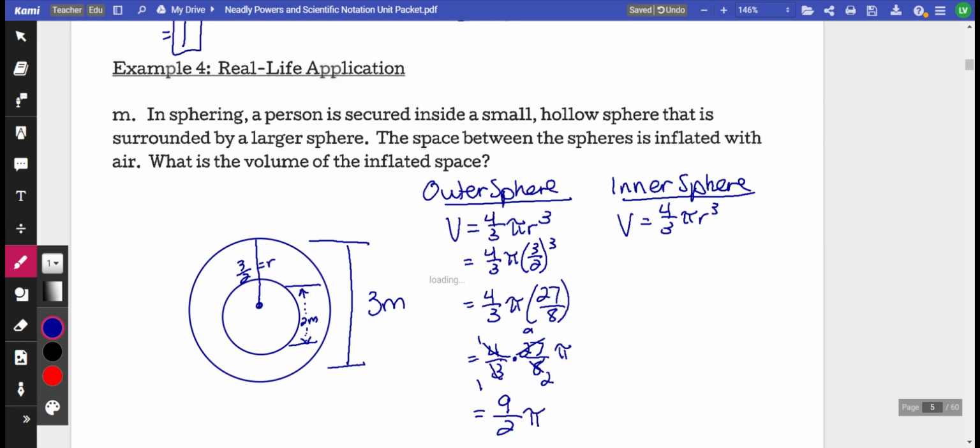Then for the inner sphere, I want to find my radius. That's going to be 1 meter because you do 2 divided by 2. So volume equals 4/3 pi 1 cubed. So that's just 4/3 pi.